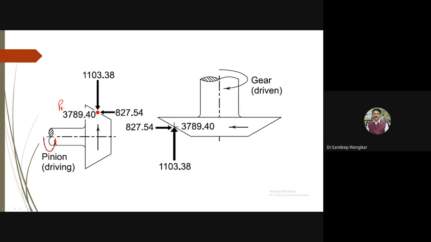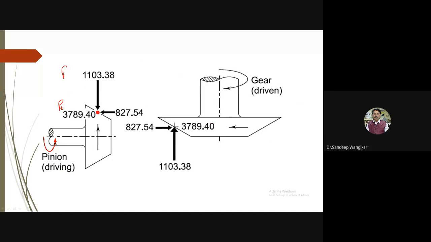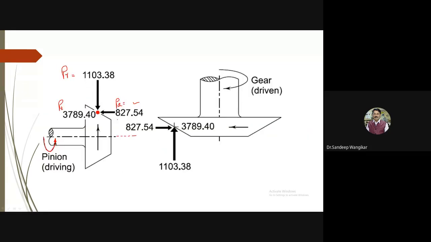Then along the radius, 1103 is PR. If this is the axis, then this is called the radial force. And PA is equal to 827, because you can see the 827 is parallel to the axis, therefore it is the axial component. So we have shown PT, PR and PA. PT 3789, this is for the pinion. I am repeating, whatever we are showing here is for the pinion. Yesterday we discussed that PT will be the same.